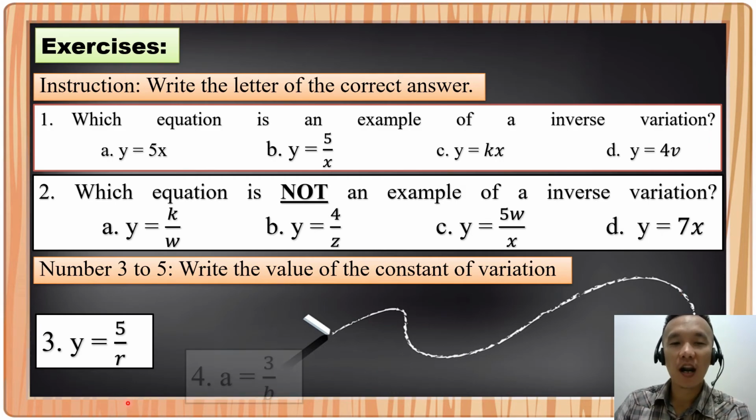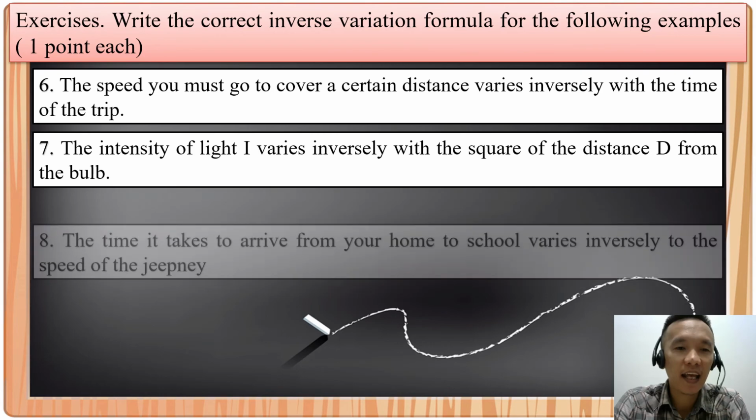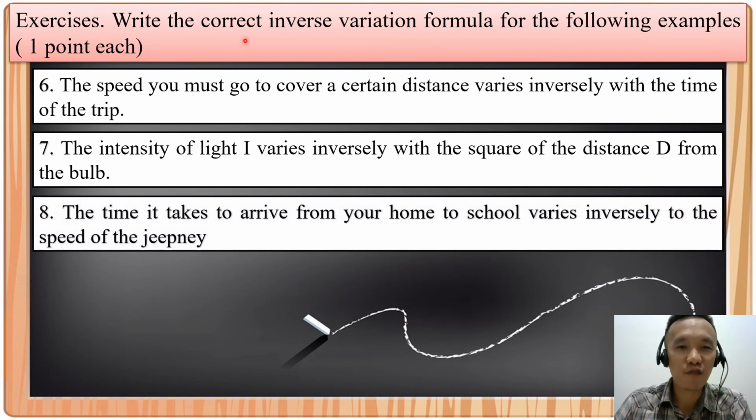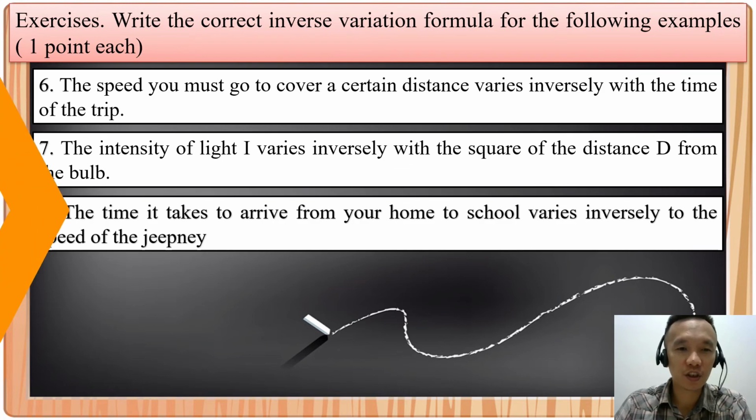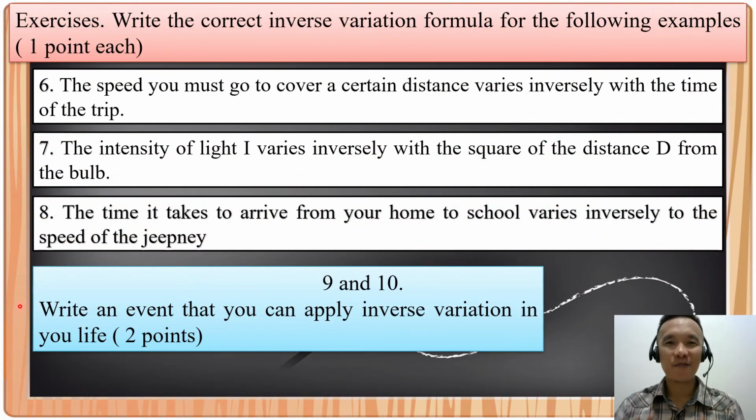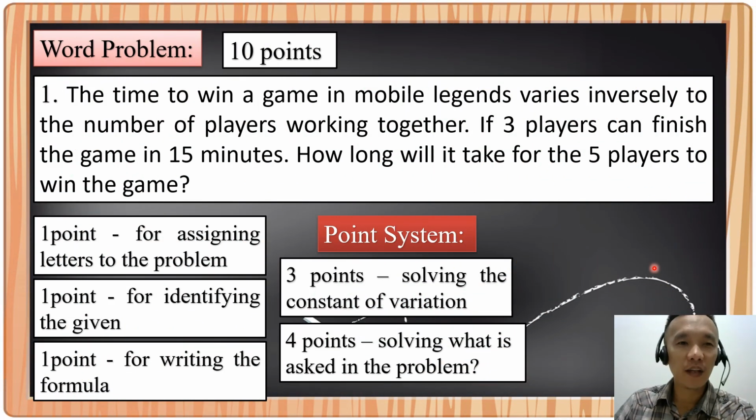Simply write your answer. Now, for number 6, 7, and 8, you are going to write the formula for the following questions. For number 9 and number 10, you are going to write an event where you can apply the inverse variation. And lastly, we will have now our word problem. So you have the word problem and the point system. So this will be 10 points. So all in all, our exercise is equivalent to 20 points.